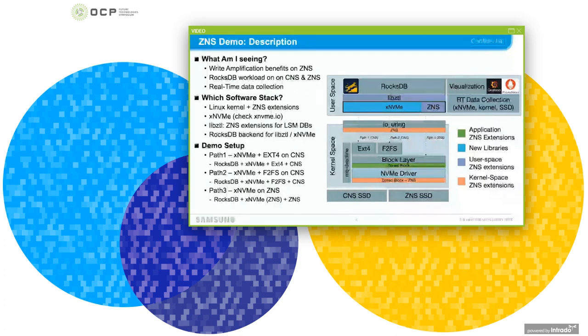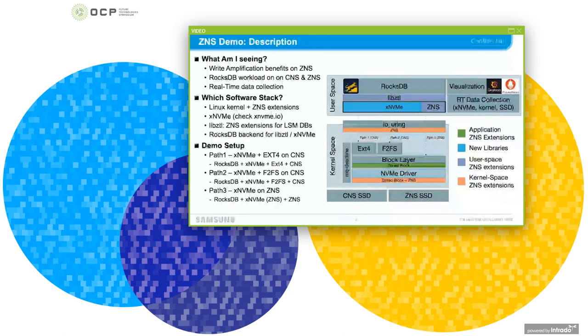So since we're focusing on both seeing the write amplification factor introduced by the software and the write amplification factor introduced by the device, we want to see how software that is flash friendly introduces some write amplification benefits. The third path is RocksDB xNVMe, but in this case, there's no file system.